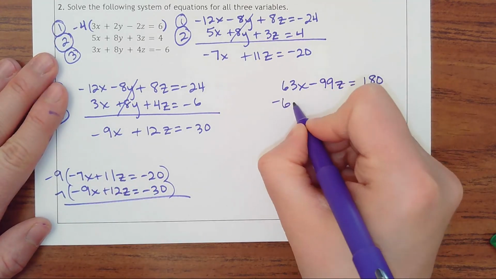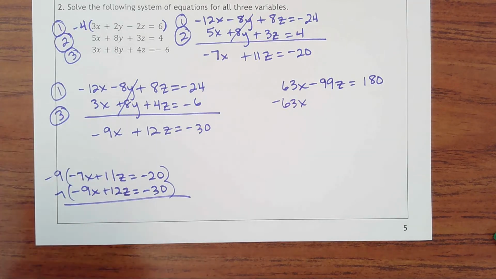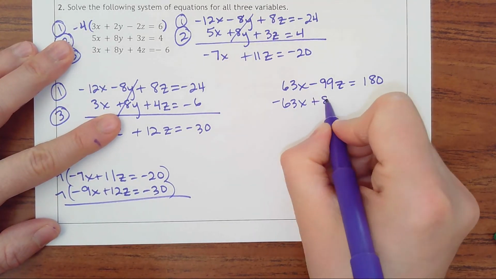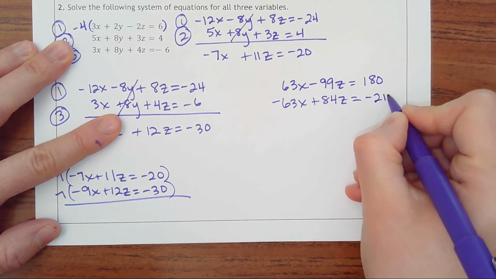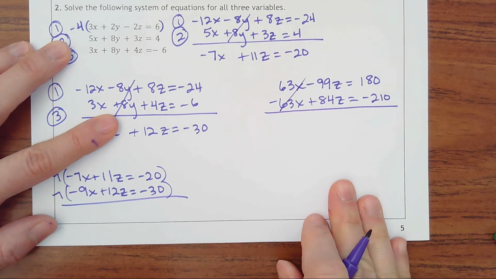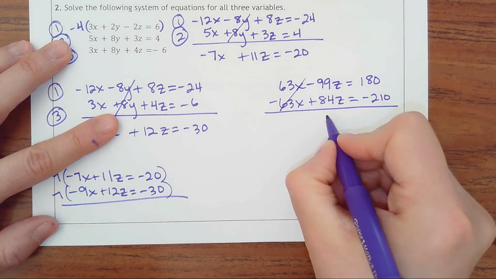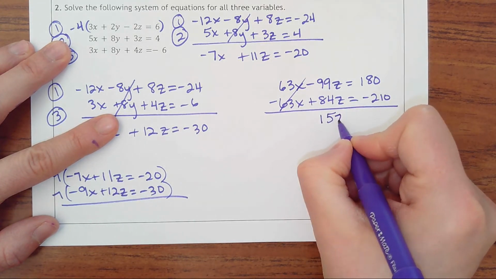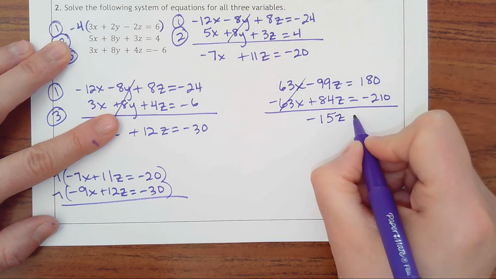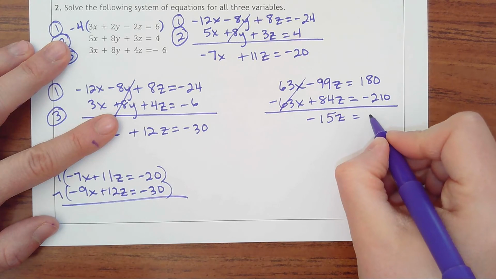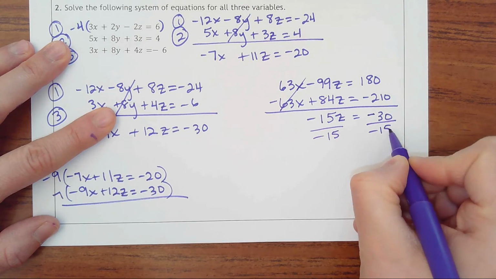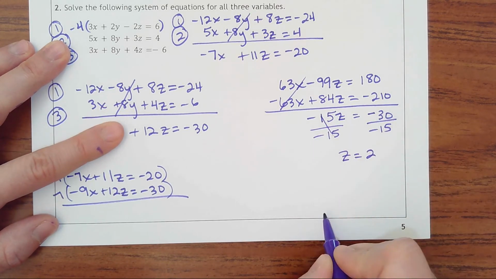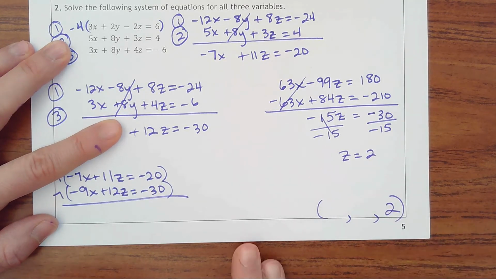That would be -63x. 7 times 12 is 84. Yep. 7 times -30. 7 times 3 is 21, so it would be -210. Okay, x's are gone. -99 plus 84 would be -15z, and 180 minus 210 is -30. Ooh, I think I did it. -30 divided by -15, so z is 2. So that goes at the end of my list.